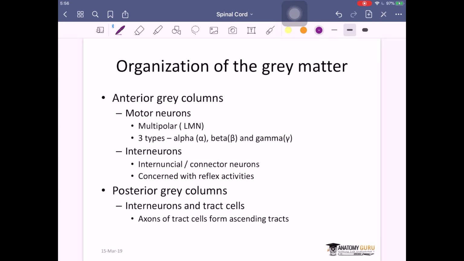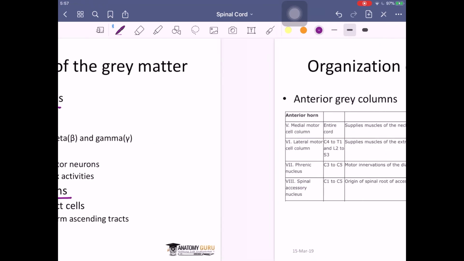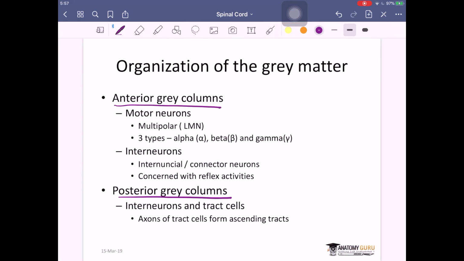Now, let us look in detail at how the entire gray matter is organized. Here we know that gray matter has an anterior gray column, a posterior gray column, and even the lateral one is also there. So anterior, posterior, and lateral are present. Now these interneurons, we can possibly call this one your lateral column.